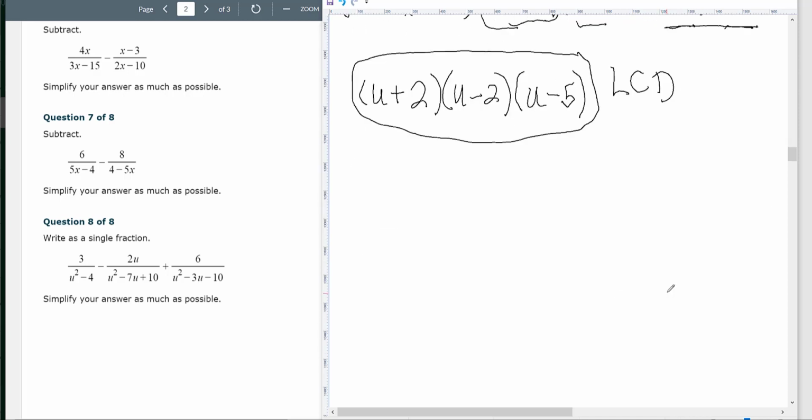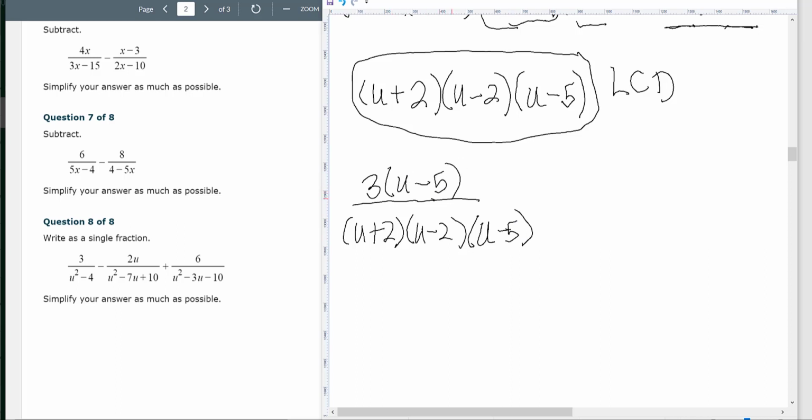Now the best thing to do is to have your denominators factored. So the first one was u plus 2, u minus 2. And then compare this denominator to the LCD, and you'll notice that we're missing a u minus 5. So I need a u minus 5 in the denominator and a u minus 5 in the numerator, and since it's a binomial, keep it in parentheses.